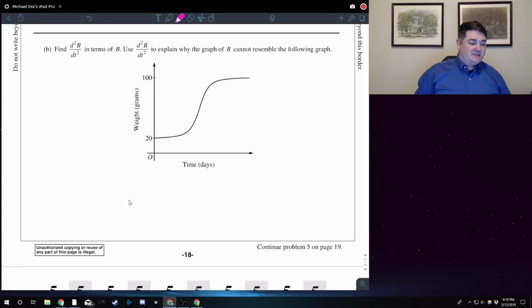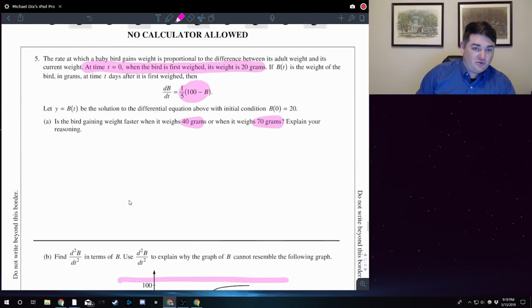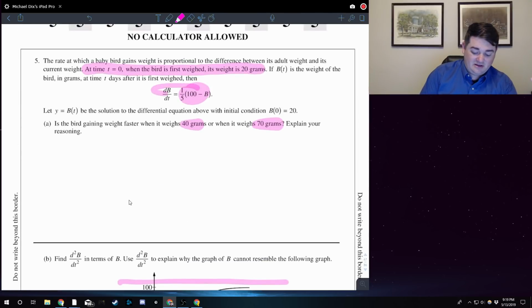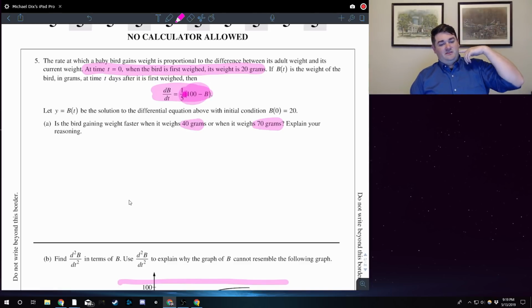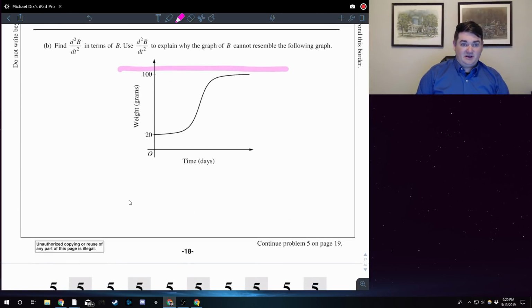If you're in BC, you look at this graph and you recognize that it's logistic with a carrying capacity of 100. You know what a logistic differential equation looks like, and it's not this because there is a missing B in front. So again, that's a BC topic, but if you saw this problem, that's what you're thinking, that this can't resemble this because it's not logistic.